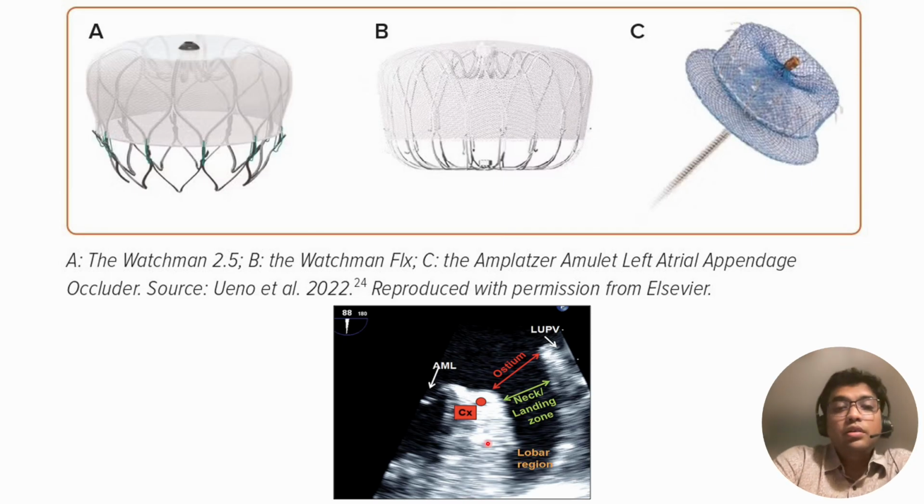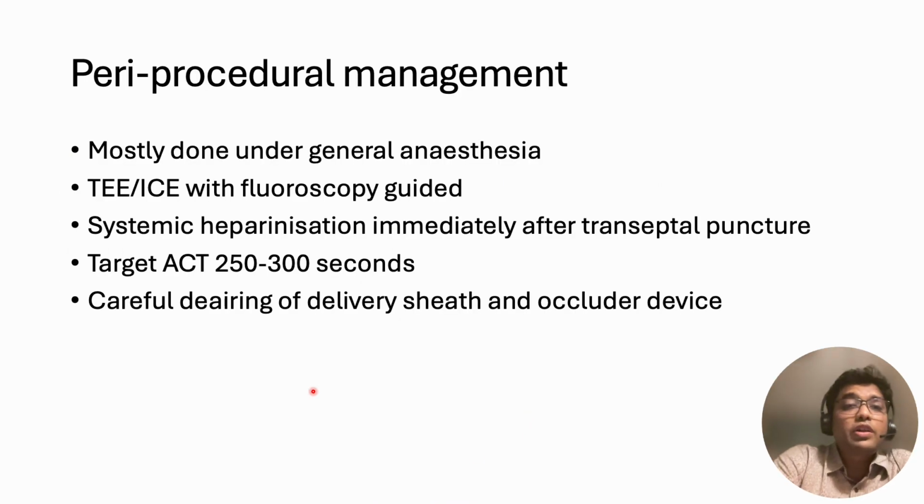So these are the measurements that you'll have to take. There is the ostium, that is from the left circumflex up to the superior border of the coumadin ridge, and just 1 centimeter inside the left atrial appendage, that will give you the narrowest portion, that is the neck, and also it is the landing zone for the device. And also you have to measure the length. I'm coming to that. So peri-procedural management: it is mostly done under general anesthesia. It is either TEE or intracardiac echocardiography guided, with fluoroscopy.